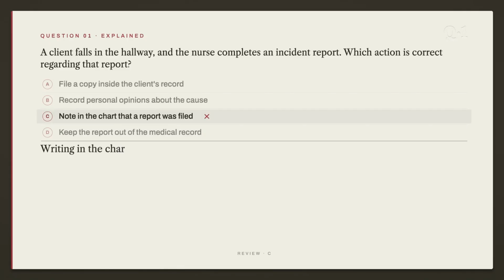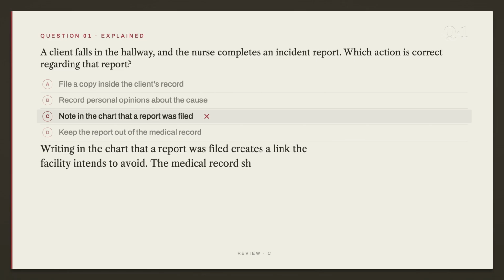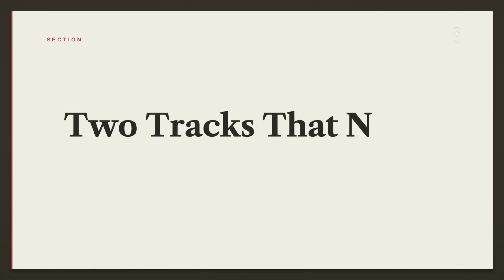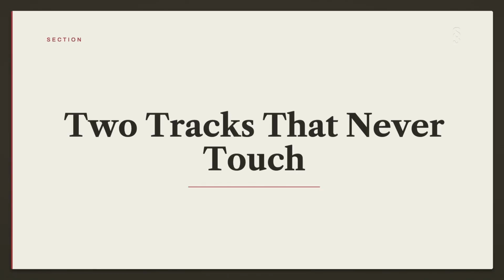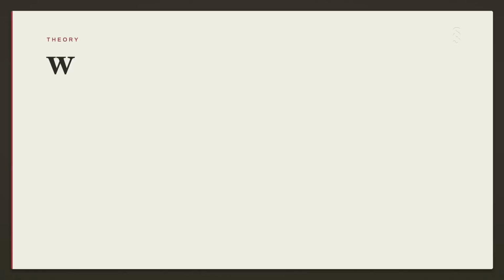C is wrong because writing in the chart that a report was filed creates a link the facility intends to avoid. The medical record should describe the event itself, not reference the separate incident report. When something unexpected happens to a client, two separate documentation tracks activate, and understanding why they stay separate is the key to this entire concept.